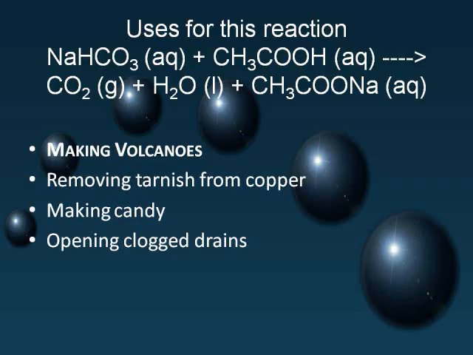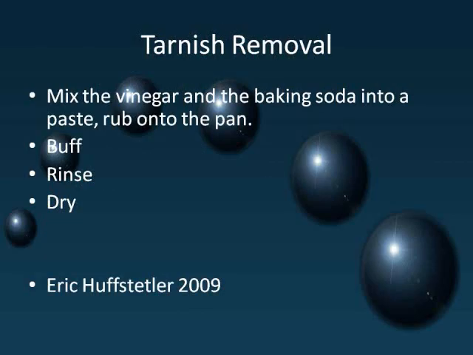After seeing the very dynamic reaction, it gives a better indication of how powerful this reaction is. We can see that it might have the power to do other things. The first of these is the removal of tarnish on copper. It is done through making a paste of the vinegar and the baking soda and applying it to the metal. Polishing the copper with a dry cloth, then rinsing and drying thoroughly. This is a non-toxic way to polish copper.